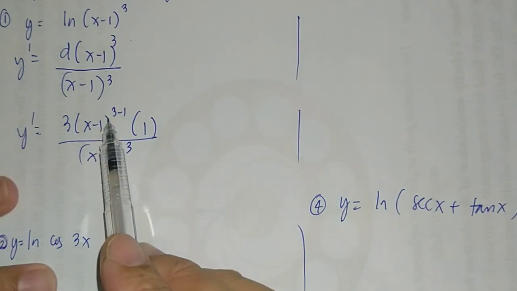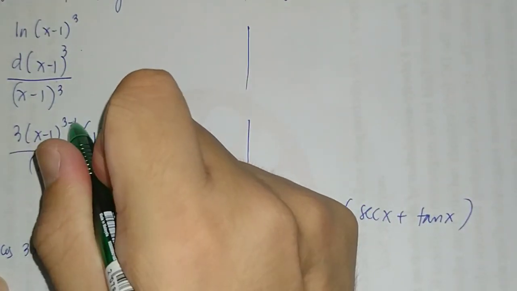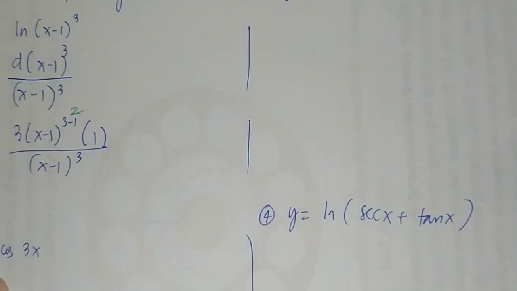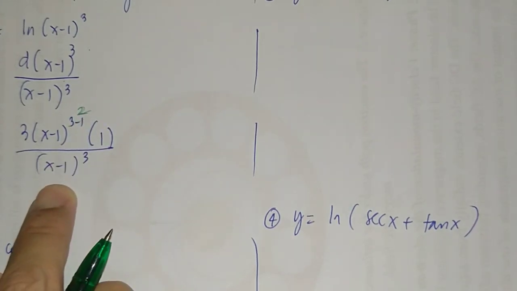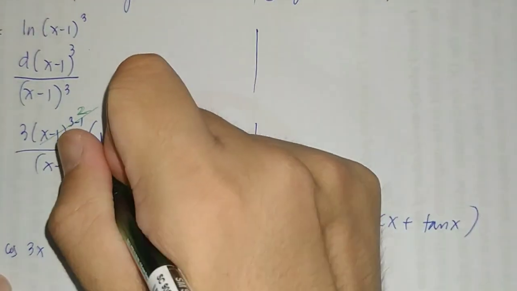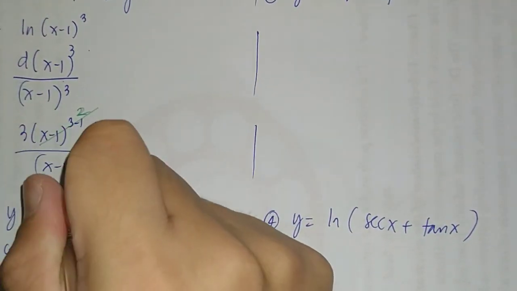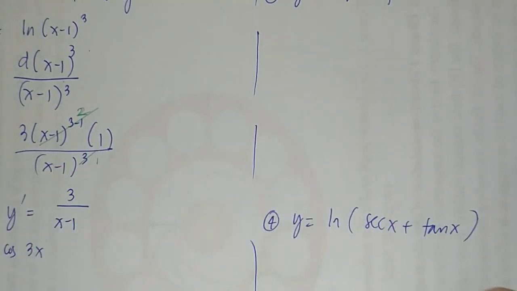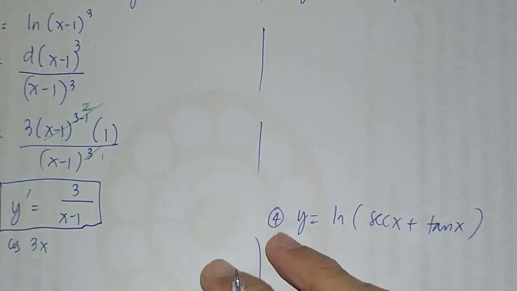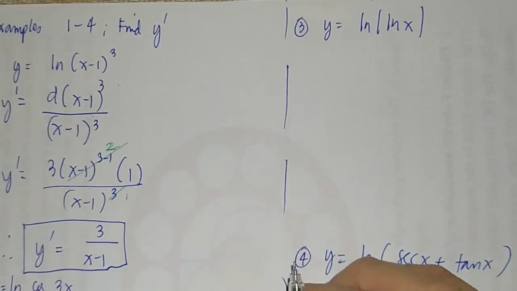As you can see, this x minus 1 to the 3 minus 1 is 2, so it becomes (x minus 1) squared. If that's (x minus 1) to the second power over (x minus 1) to the third, the (x minus 1) squared cancels, and there's (x minus 1) to the 1 left in the denominator. Therefore, our y prime is simply 3 over x minus 1. That's our answer. This is where I used direct substitution in the formula.